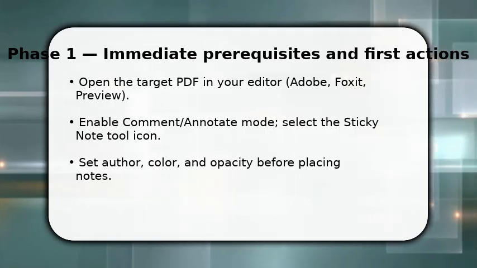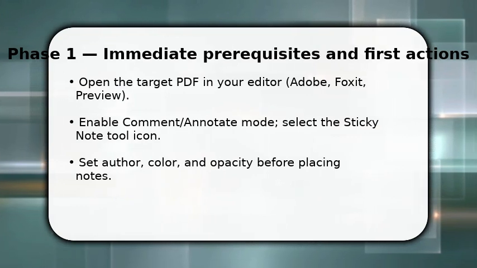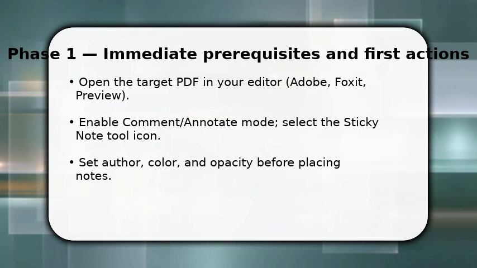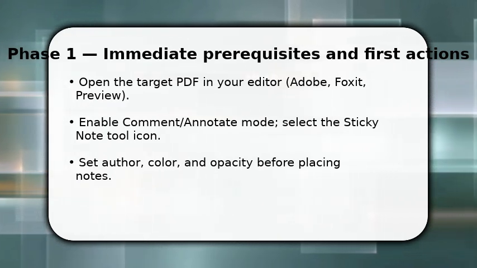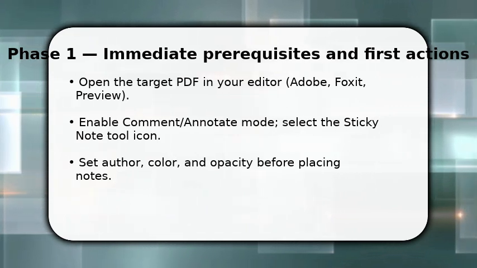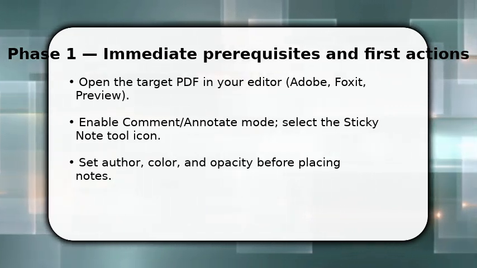You already have the PDF open. Now switch straight to comment or annotate mode and choose the sticky note tool. Click once where you want the note. That first click creates an anchor point so your note stays aligned. Before typing, set the author name and pick a color and opacity so you can visually sort notes later.